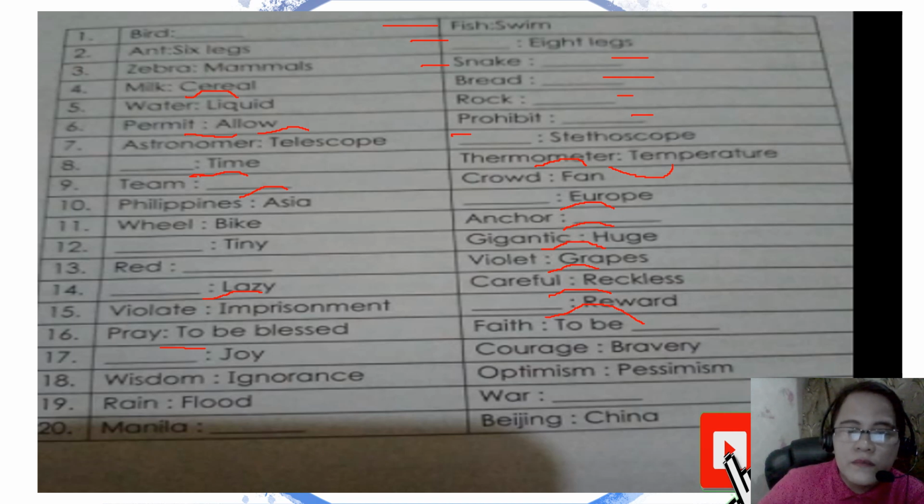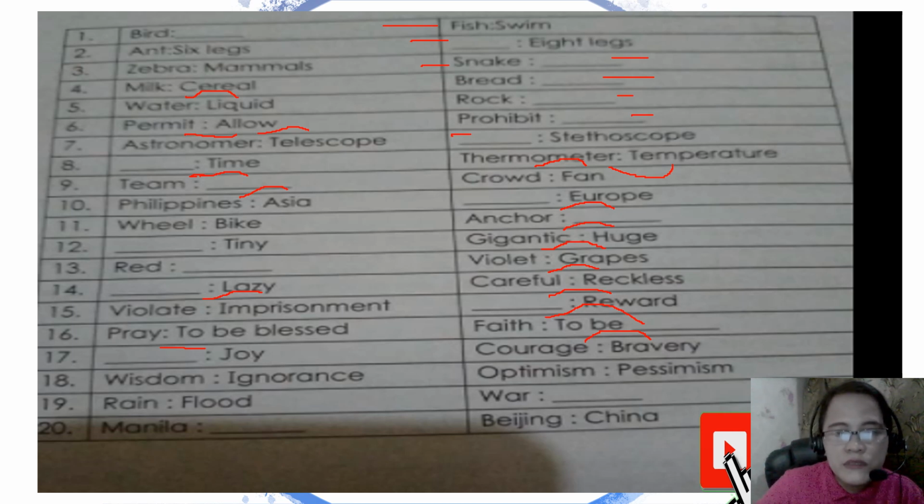Faith, pananampalataya. Kung ikaw ay nanalangin, ikaw ay magiging blessed. Number 17, blank is to joy. Courage is to bravery. Okay? Is it synonym or antonym? So you have to think.